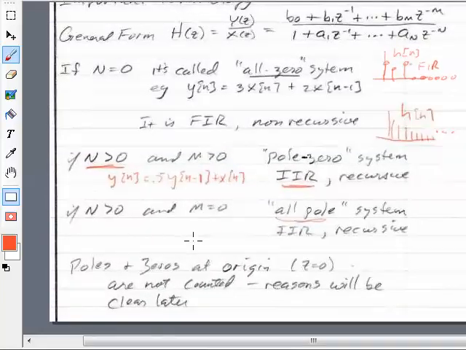The last thing I want to mention is when we're counting up poles and zeros, we don't usually count the poles and zeros that occur at the origin. They don't affect things very much. So when we're talking about all pole or all zero, that doesn't include poles or zeros that may be at the origin.